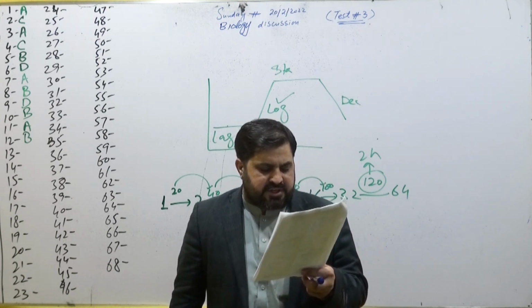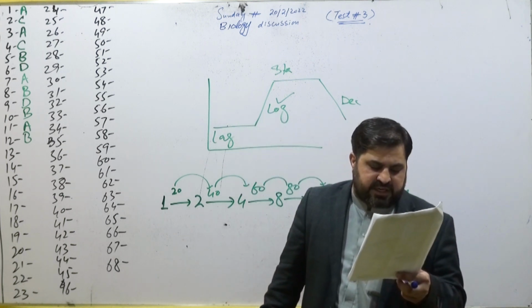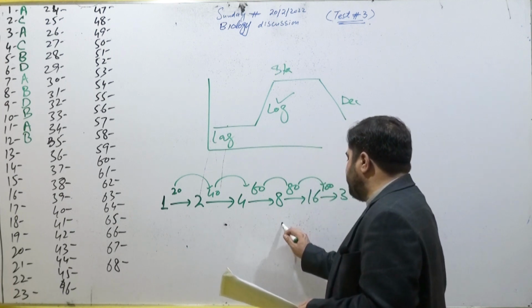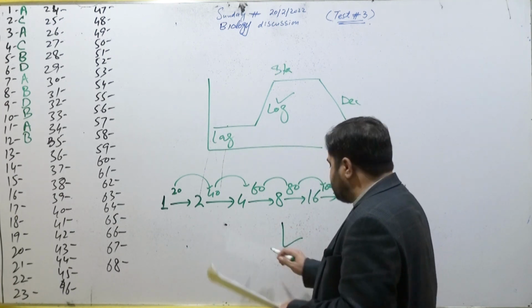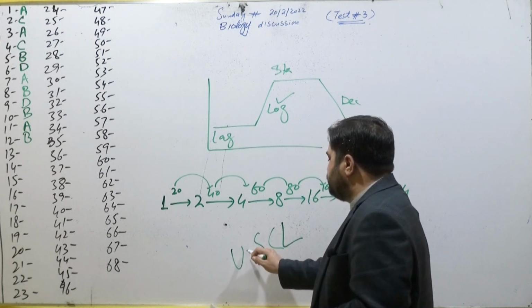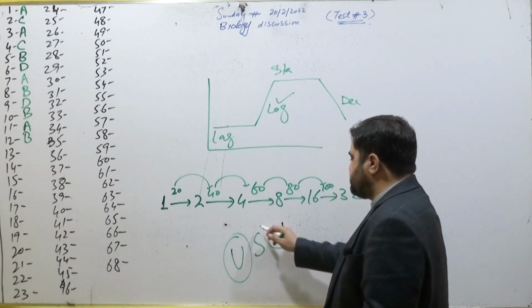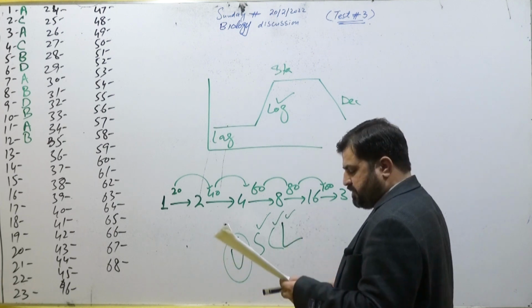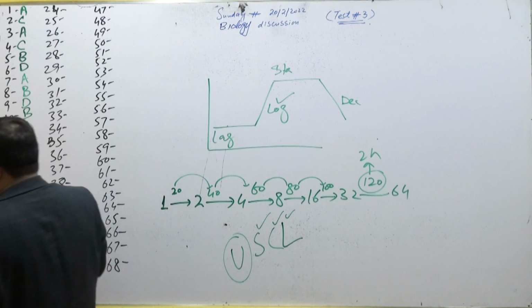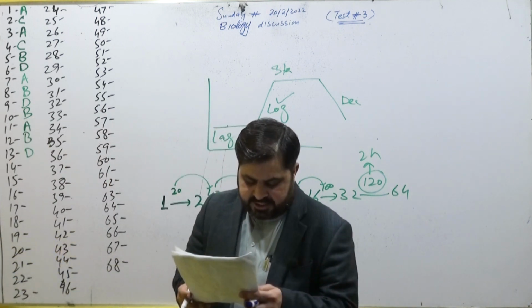Coming toward MCQ number 13: all of the following bacteria are present in the urinogenital tract except one. For the urinogenital tract, how will we remember them? We use the trick USCL: U stands for urinary tract, then Streptococci, Clostridia, and Lactobacilli. So the exception is Helicobacter pylori, which is present in the intestines.